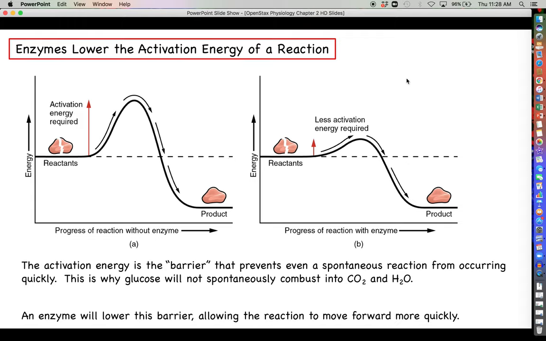So what an enzyme does is, based on the actions of the enzyme and orienting the substrates in just the right way, it actually greatly reduces the amount of activation energy required to get the substrate into the right configuration, so that it takes much, much, much less time to go from a reactant into a product.